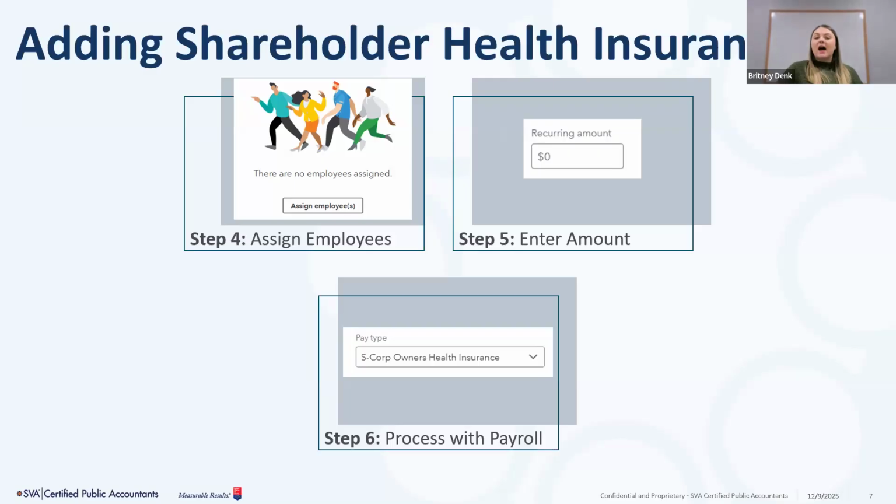Step 5 is you can either enter this or you can leave it blank, and you can update it as you go to process the shareholders' health insurance at the end of the year. So you could enter the amount that it should be, or you could just leave it 0 and change it on the check. And then your final step is to just process with your payroll. So you could wait and do this with the last check of the year.